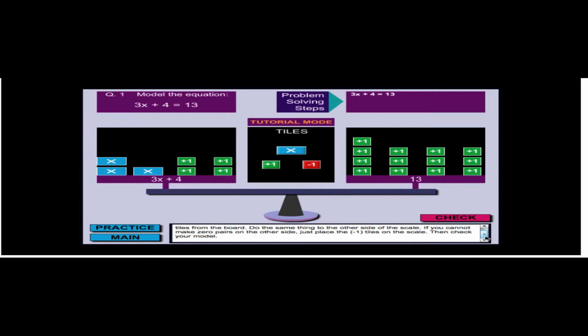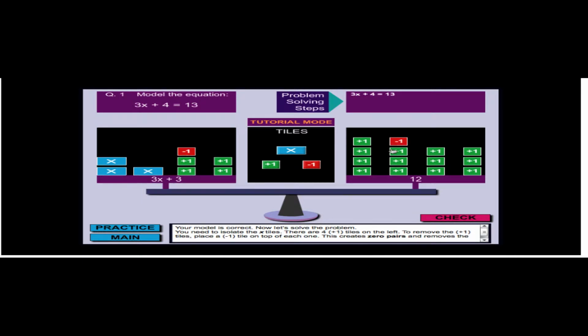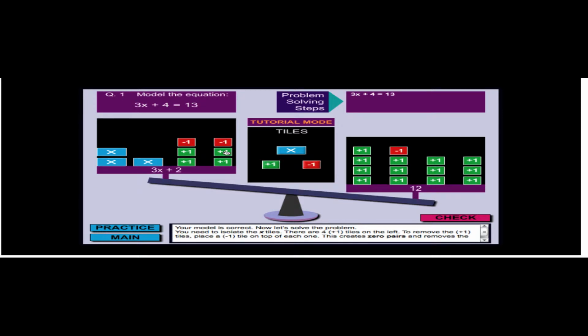If you cannot make 0 pairs on the other side, just place the minus 1 tiles on the scale, then check your model. Okay, so what we want to do is get the x's all by themselves. We're going to use the addition property of equality by adding -1 to both sides of the equation. What we do to one side of the equation, we have to do to the other. So first I'm going to add, there's a -1 there. I'm going to put one over here, still balanced. I did the same thing to both sides. So that's 1 pair. Got another one.